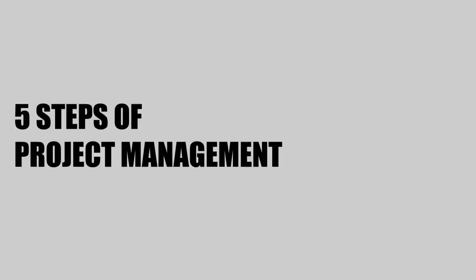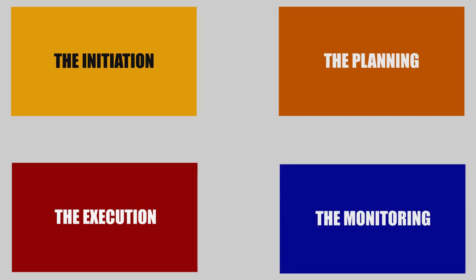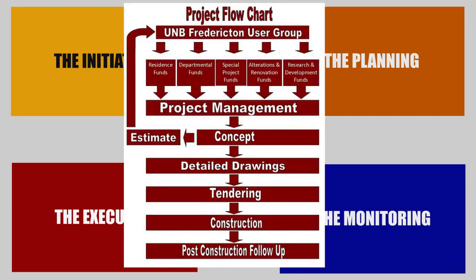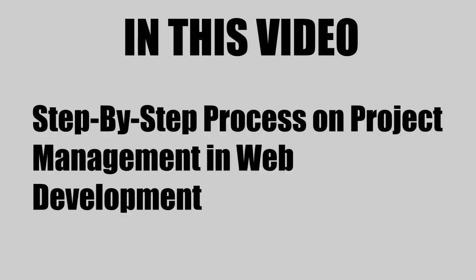There are 5 steps of project management: the initiation, the planning, the execution, the monitoring, and the closing. Some businesses use varying steps of project management that could be more than the standard. In this video, we'll be going through the step-by-step process on how project management is done in web development.